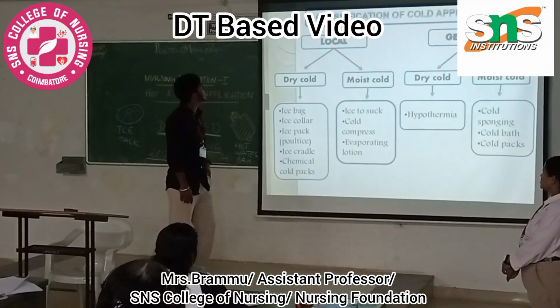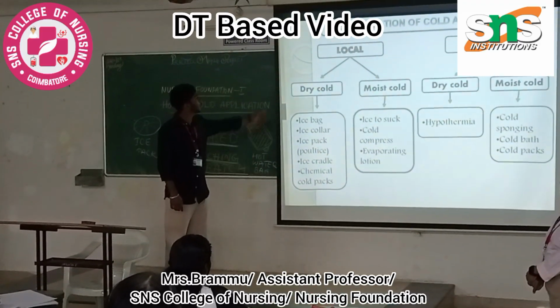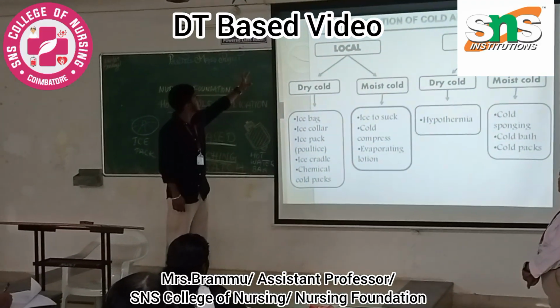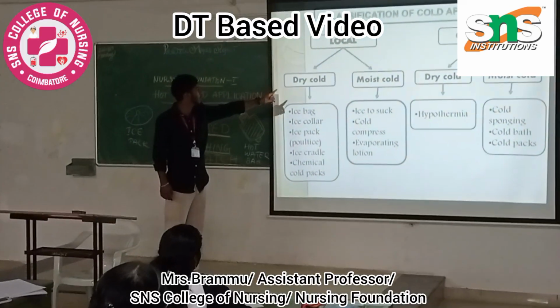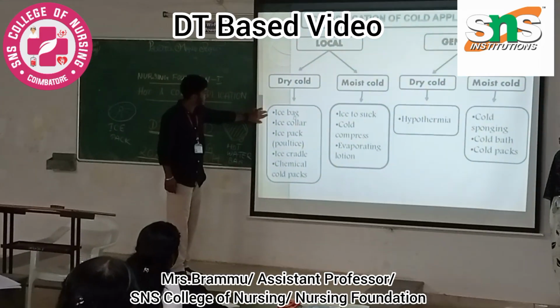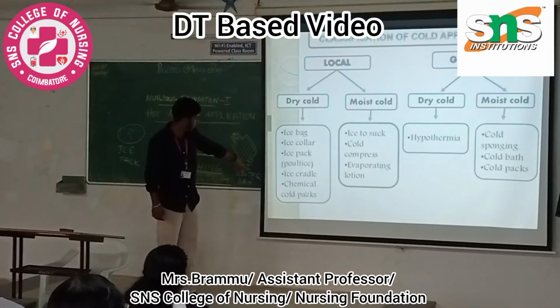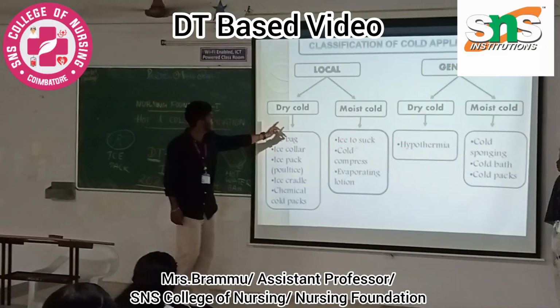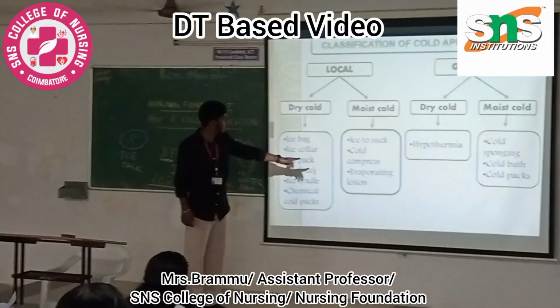Okay, next we can see the classification of cold application. It is primarily divided into local and general. The local has two forms. The first one is dry cold and the next is moist cold. First we see some examples of dry cold: ice packs, ice collar, ice cradle, chemical cold packs. And next we see the moist cold examples: ice tussle, cold compress, evaporating lotion.